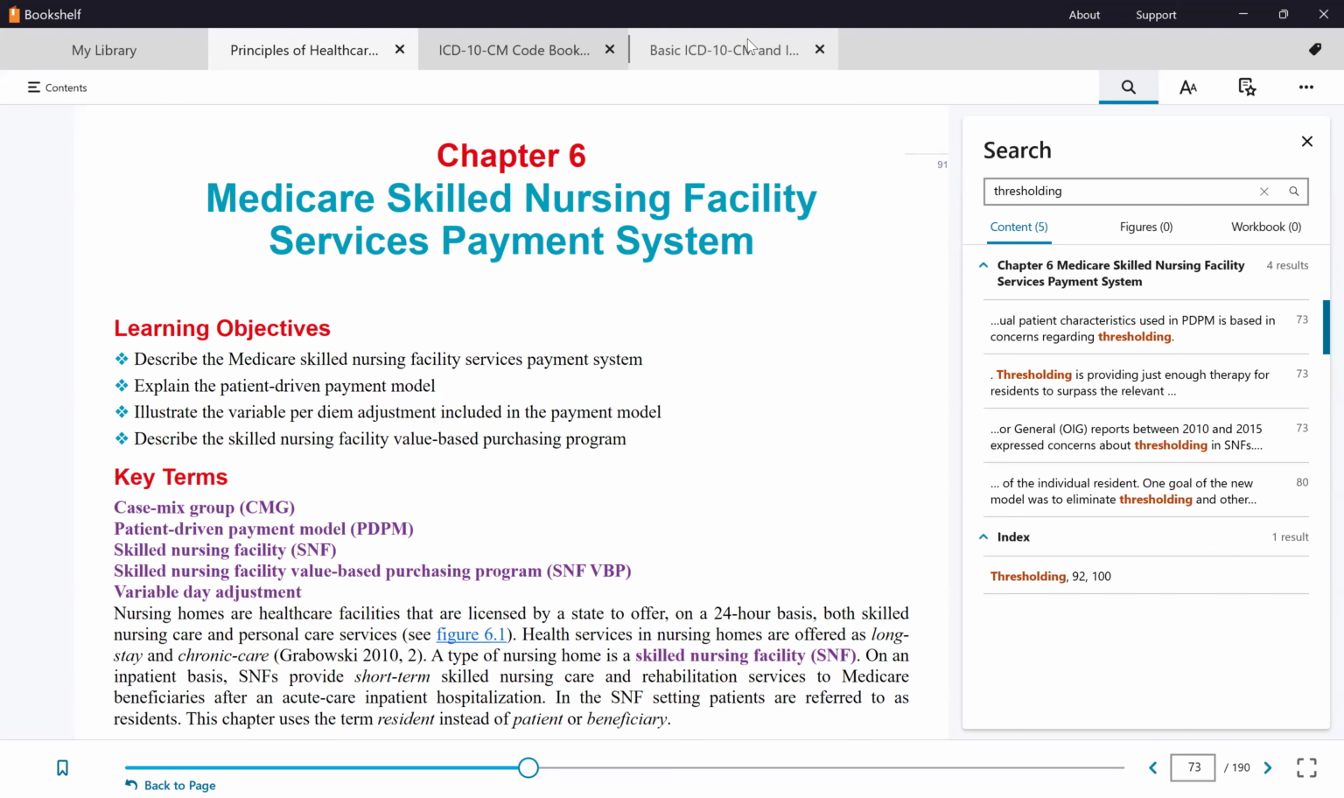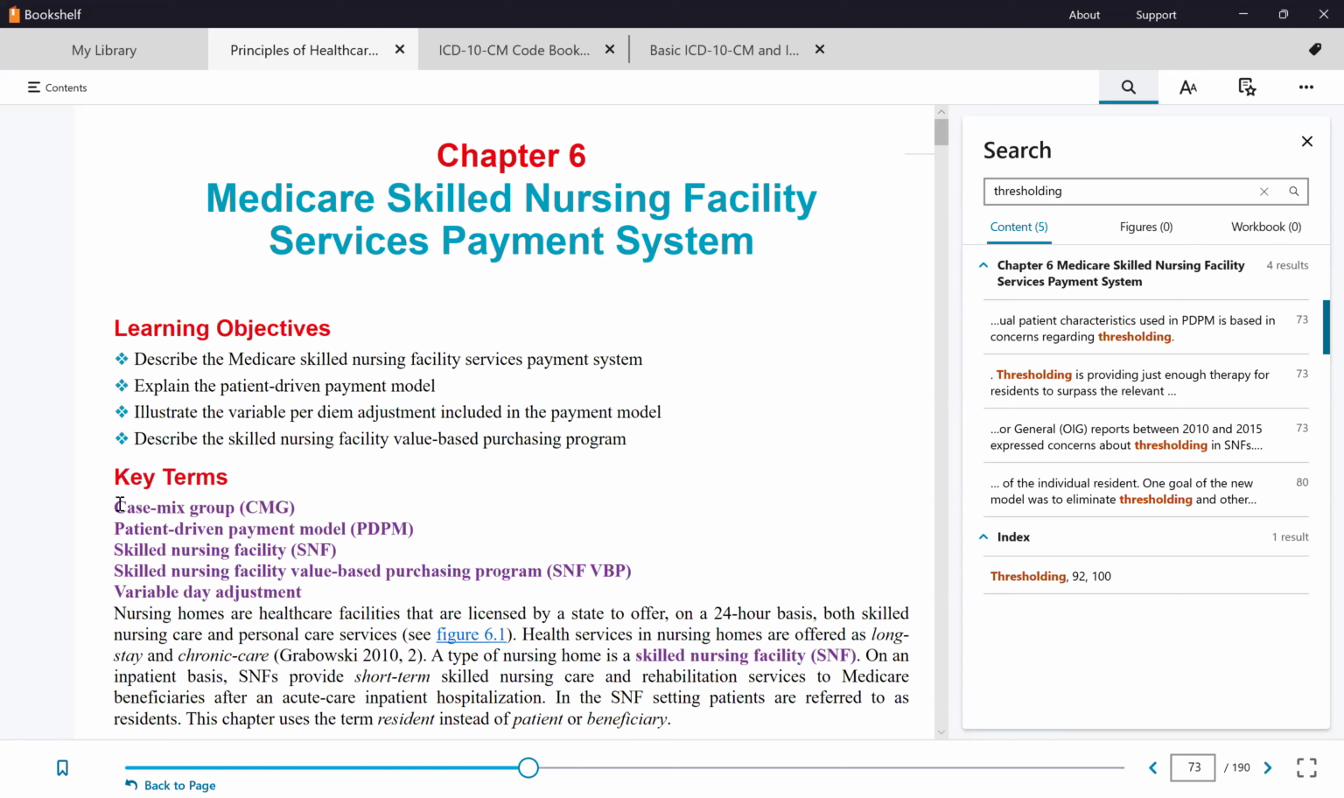And again, Medicare pays for nursing homes subject to certain provisions. In some ways, it is much like inpatient reimbursement in that you have categories of patients. You have payment models. You even have some familiar terms and concepts such as case mix groups. You'll see some of the key terms that you should be familiar with here in your text.